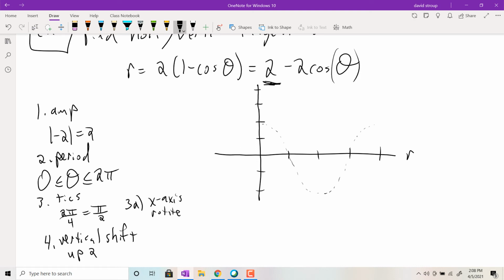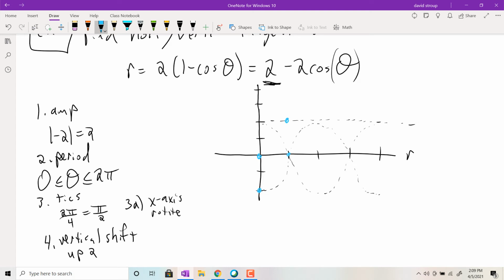And then the x-axis rotation will make it look like this. And then shifting it up by 2 will kind of give us a new center of study. Let's use blue. So moving all of these points up 2 places.